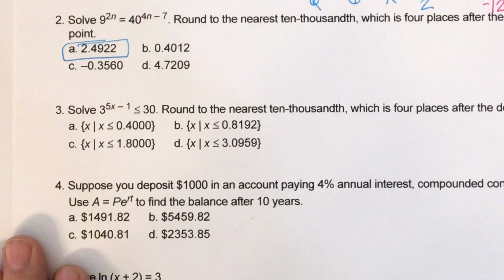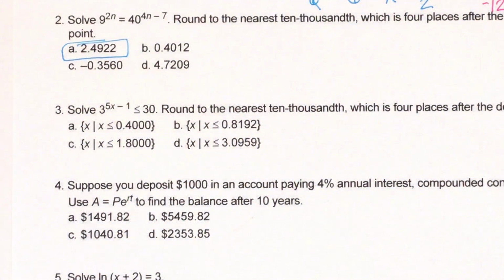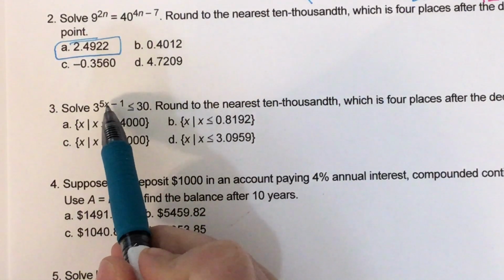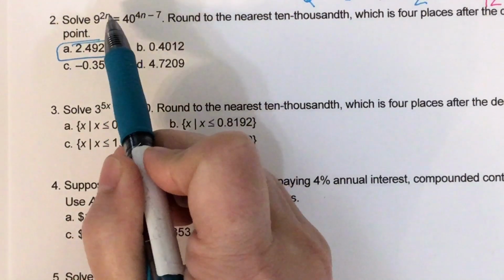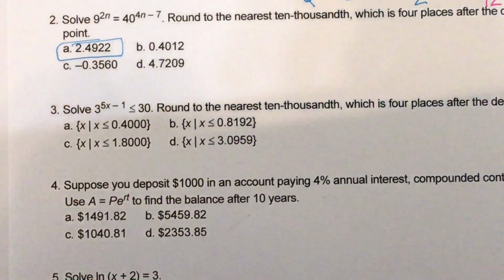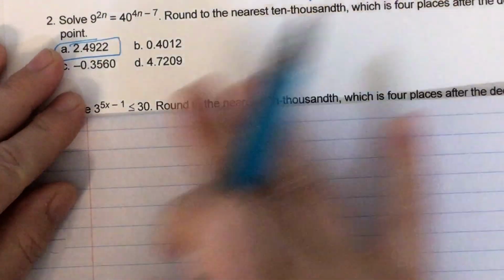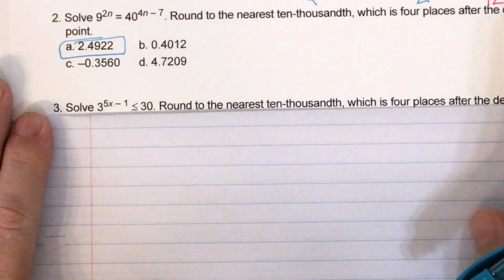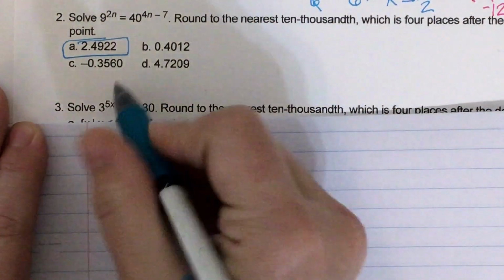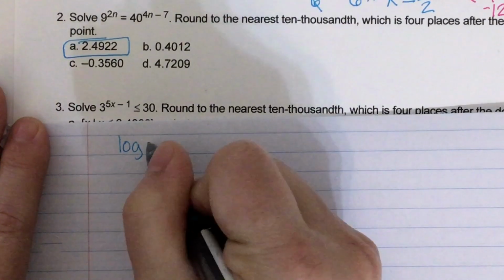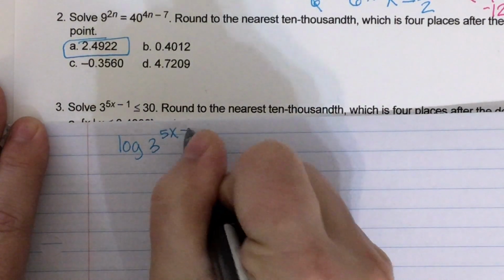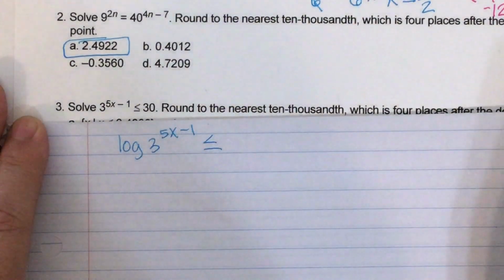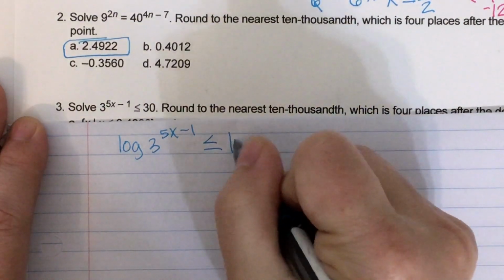All right, this next one is basically the same, but slightly easier. And I'll explain why in a second. So you can see the variable is the exponent, just like up here, the variable was the exponent. So whenever the variable is the exponent, I have to take the log of both sides to get it to drop down. So I'm going to take the log of the left side, and I'm going to take the log of the right side.